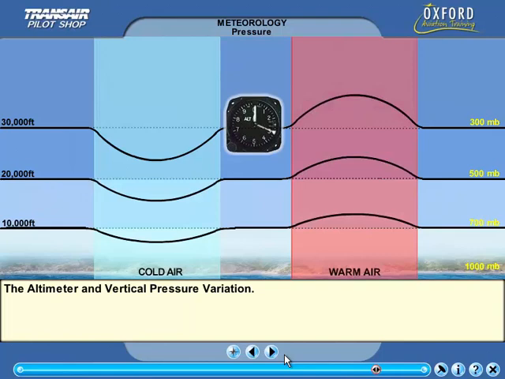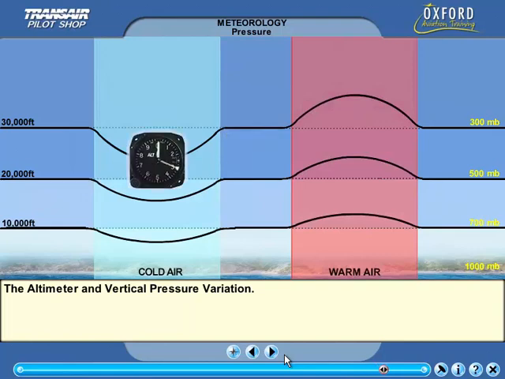However, if the atmosphere were colder than ISA, as shown on the left, the 300 millibar pressure value would be much lower than 30,000 feet. If the altimeter experiences a 300 millibar pressure, it will read 30,000 feet. The altimeter is clearly in error. The real height of the altimeter is much less than 30,000 feet. The altimeter is therefore overreading.